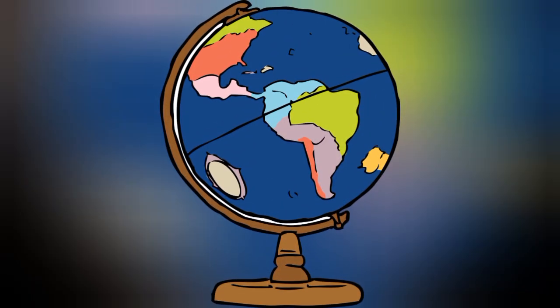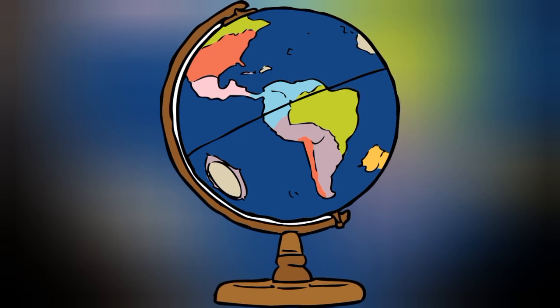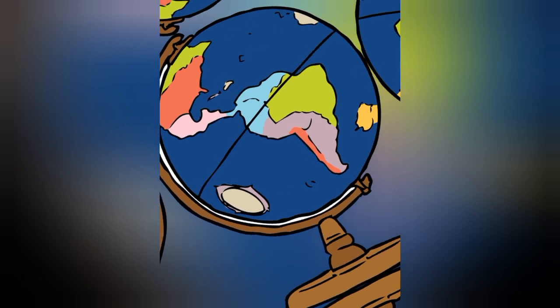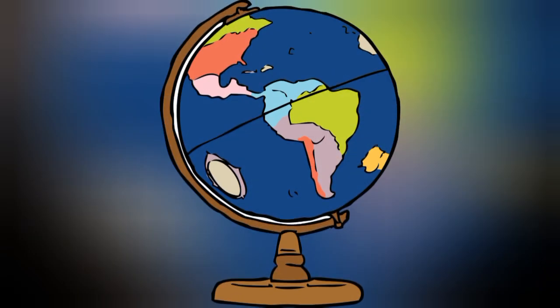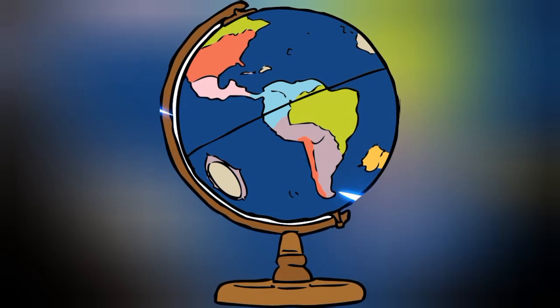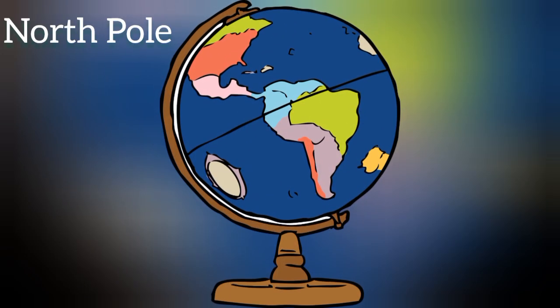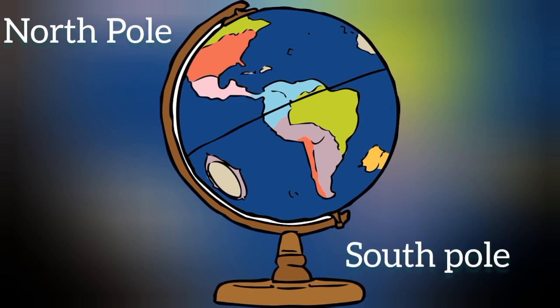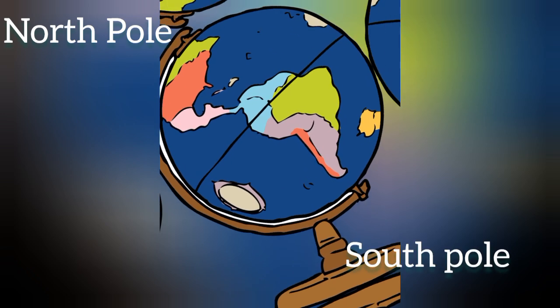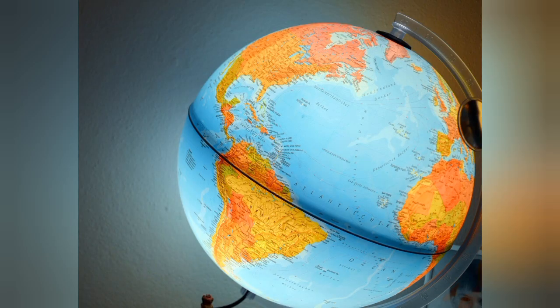Locating places on a globe. When you look at a globe, you will find that it has an axis known as the axis of the earth. This axis meets the surface of the earth at two places called the North Pole and the South Pole. You will also notice that a line passes between half of the earth that divides it into two hemispheres, known as the Equator.